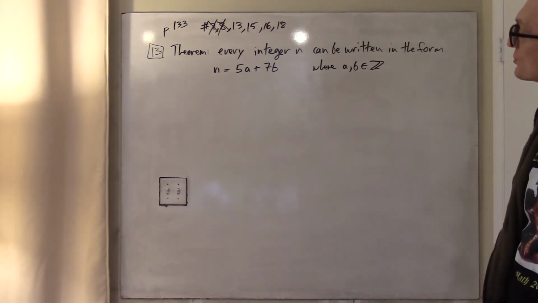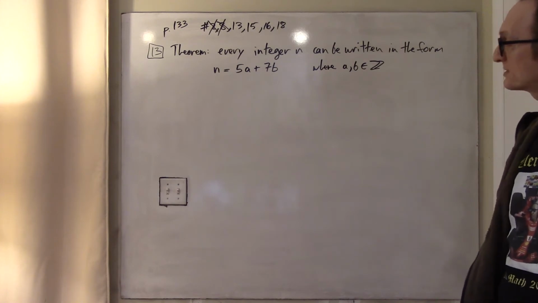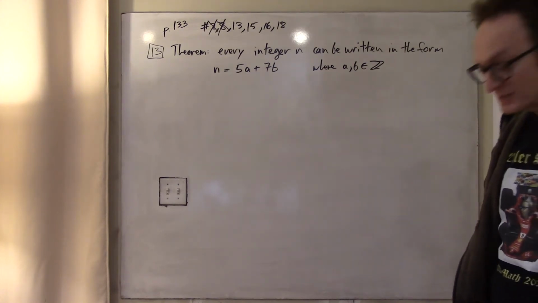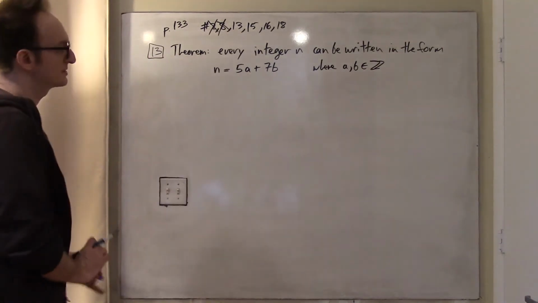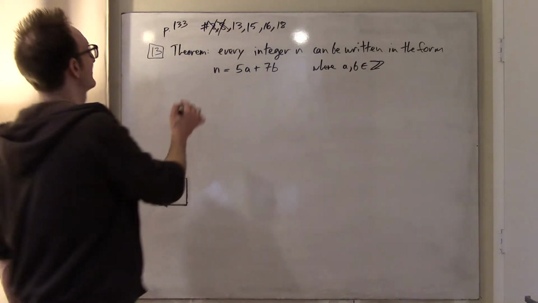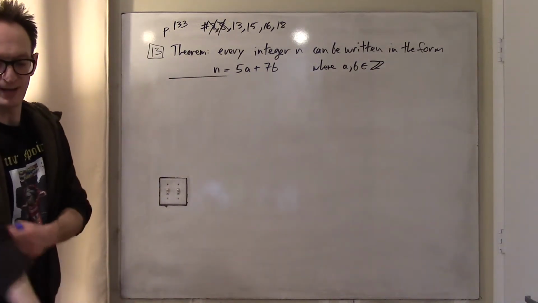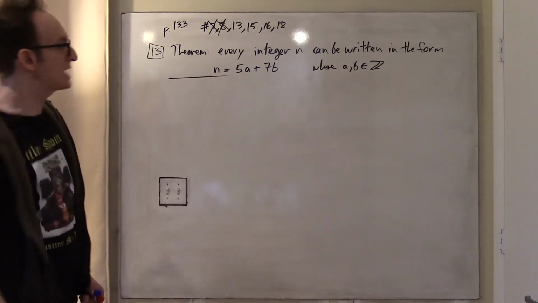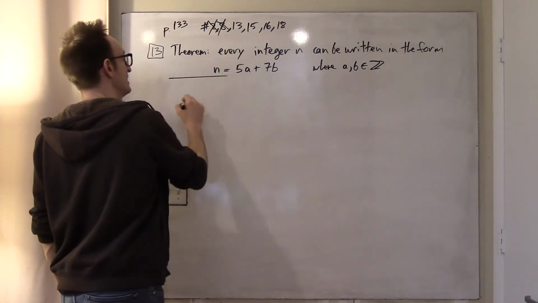Theorem: every integer n can be written in the form n equals 5a plus 7b for some integers a and b. Okay, well, let's not think about this too much. Let's just dive in. We're supposed to be doing this by induction, I suppose. So let's do it by induction. I don't even know where to start.